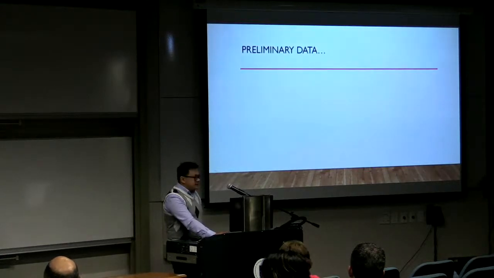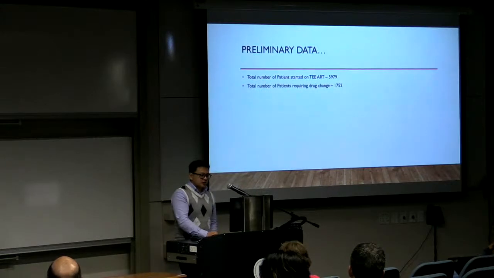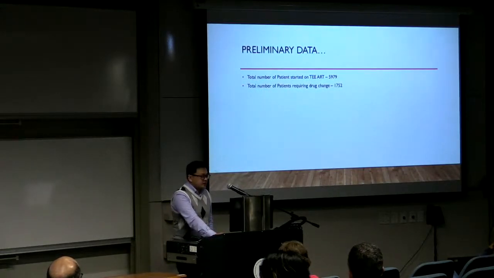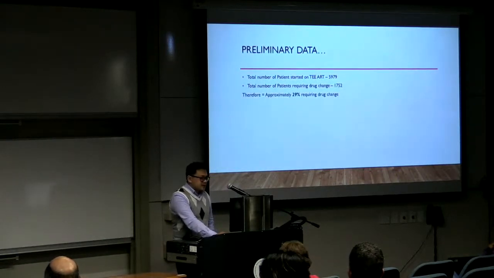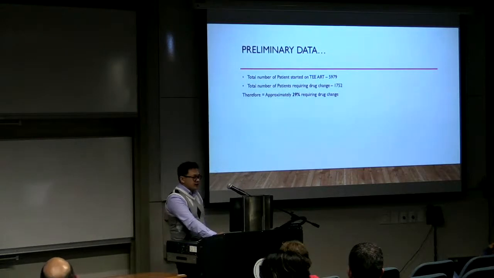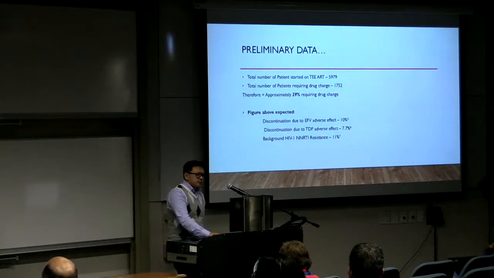The preliminary data I've got so far is that the number of patients started during this 8-year period was 5,979. Of these, 1,752 required some kind of drug change before the censor date. This is approximately 29% of the patients requiring some form of drug change, which is actually above what we expected.